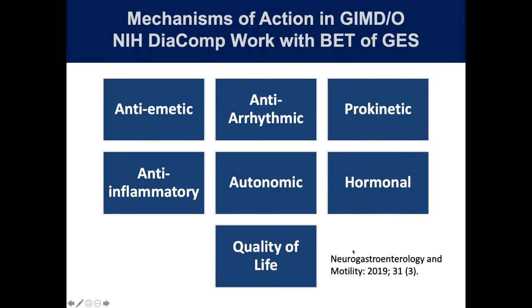But from our work here as part of the NIH Diabetes Control Complications Consortium, we show that these are antiemetic, antiarrhythmic, and there's electrical activity. It's a prokinetic, speeds up gastric emptying if delayed. It's anti-inflammatory, which I'm not going to show you slides on today because it would take too much time. It's autonomic, improves autonomic function, particularly vagally. You can basically normalize the disordered glucagon, amylin, and insulin, and improves quality of life. That was all from that study.